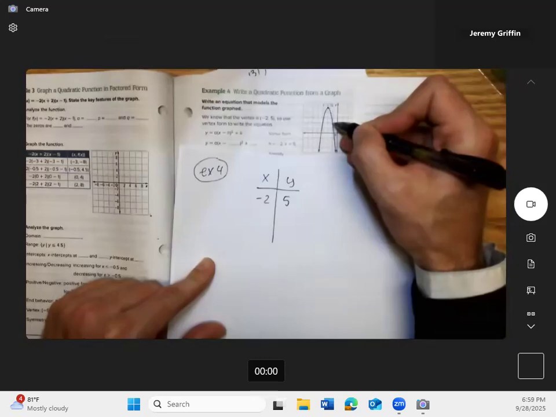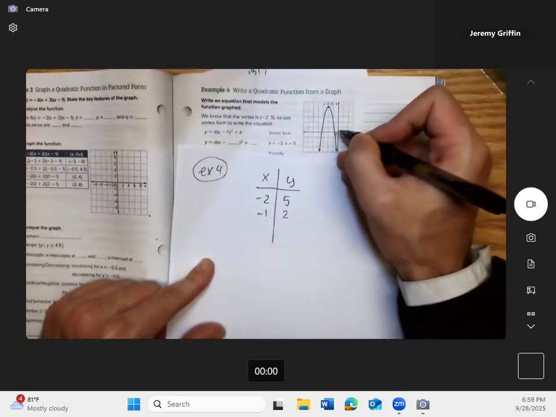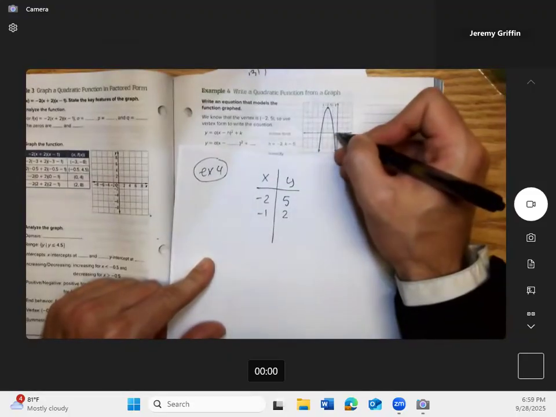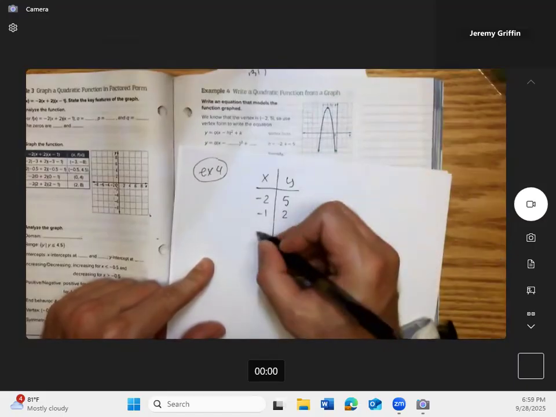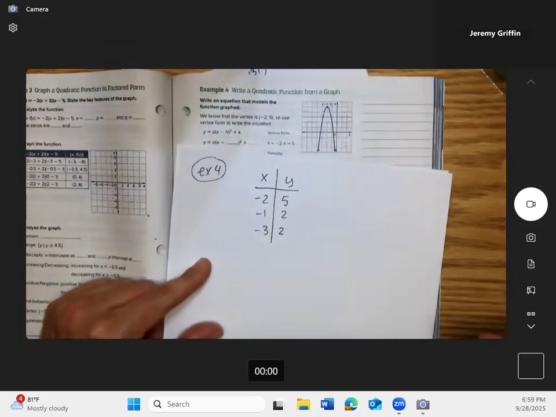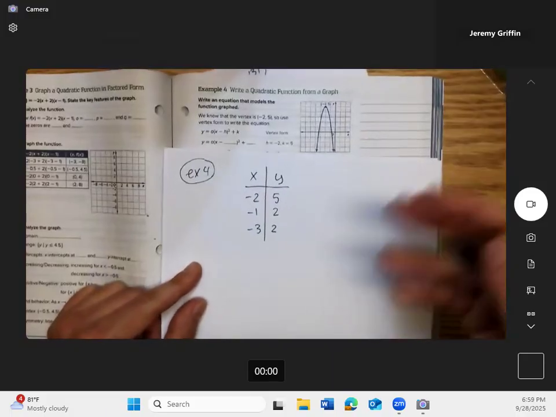Ooh, I see this point right here at negative 1 comma 2. So negative 1 comma 2. And also 1, 2, 3, 1, 2. So negative 3 comma 2. Okay. Now if you keep plugging in more points, okay, but that's really all you need. Okay. Now there's a few ways you can figure this out.